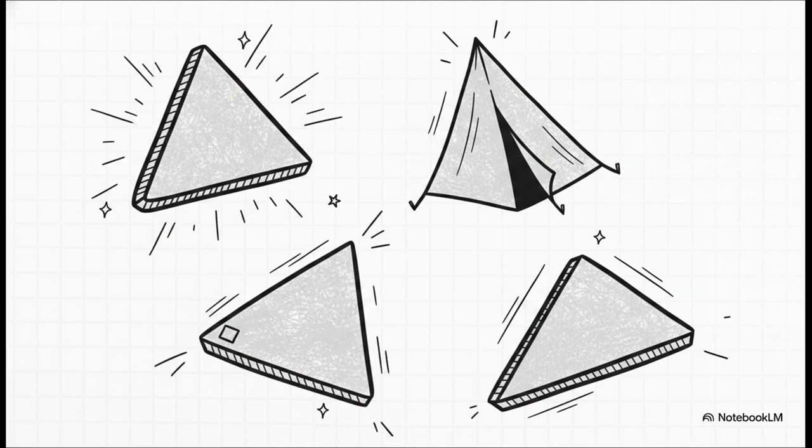Next, the isosceles. It has just 2 equal sides, kind of like a tall, pointed tent. Then, the right triangle, the absolute classic featuring a perfect 90-degree corner. And finally, the scalene triangle, the rebel of the group where literally all sides are different lengths.